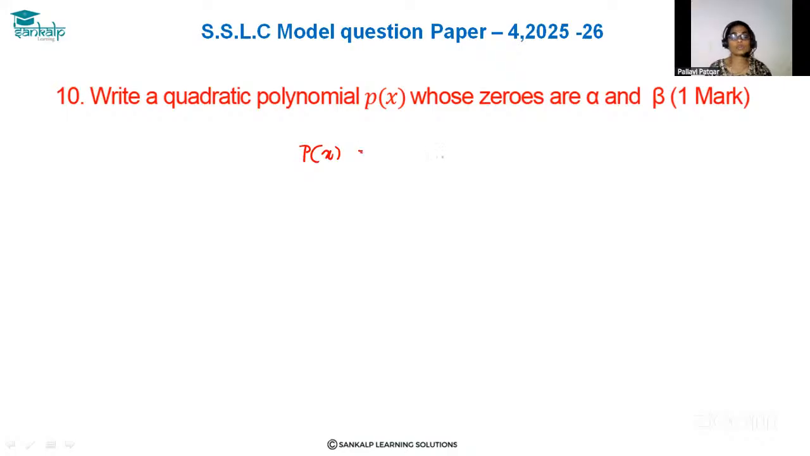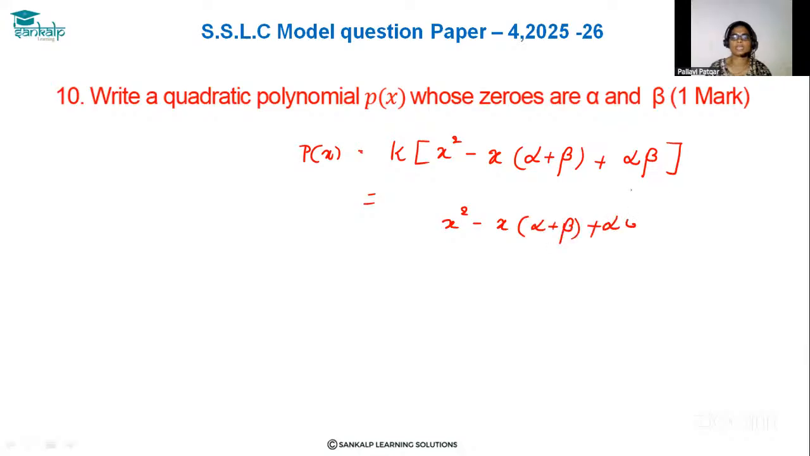whose zeros are alpha and beta is given by k into x square minus x into sum of zeros plus product of zeros. Okay, so here k is any non-zero real constant. So we can also write x square minus x into alpha plus beta plus alpha beta. So here k is any non-zero real constant.